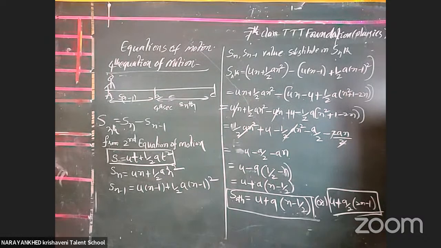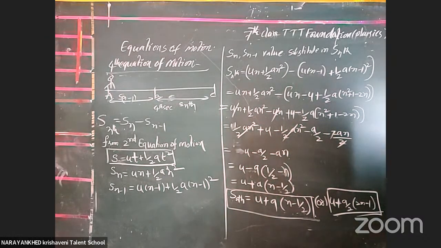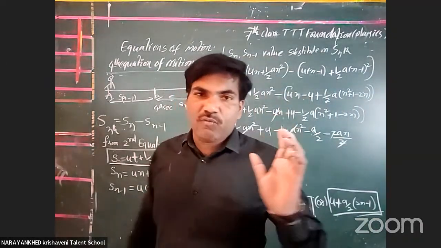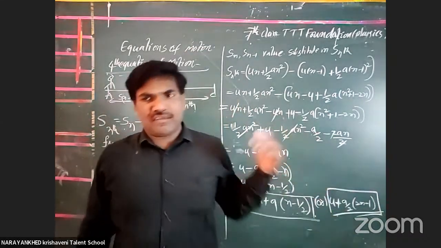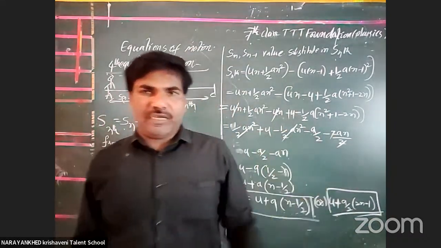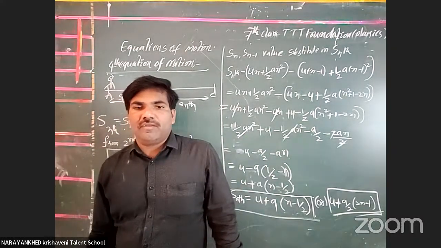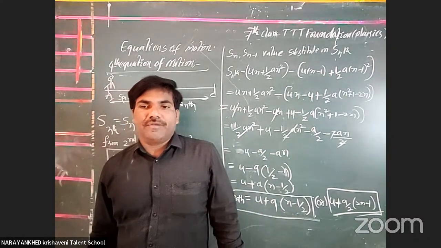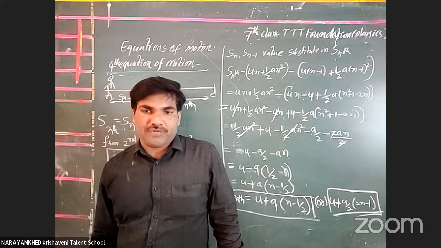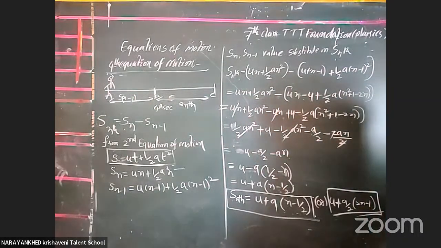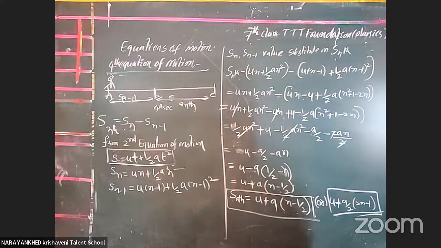Okay, got it or not? There are totally four equations of motion. By using the four equations of motion, it is possible to find the initial velocity, the final velocity, the time taken for traveling, and the distance traveled by the body. All these things may be possible to get. Got it or not? I hope you got it. Please note this down, and then after that we close the class.